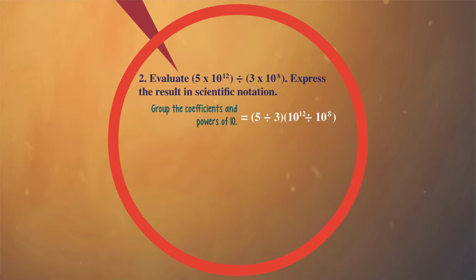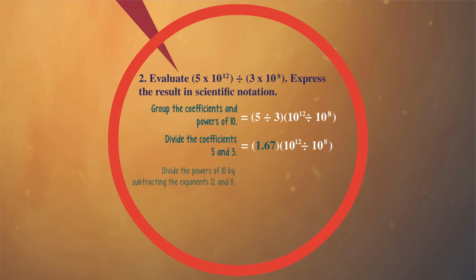After that, just do what's indicated in the expression. Divide the coefficients 5 and 3 and we have 1.67 times the quantity 10 raised to 12 divided by 10 raised to 8. After dividing the coefficients, the next step is to divide the powers of 10 by subtracting the exponents 12 and 8. We subtract because we follow the property of quotient of powers. Just put 12 minus 8 as the exponent of 10, and that is the quotient of the powers of 10. And we should simplify it too.